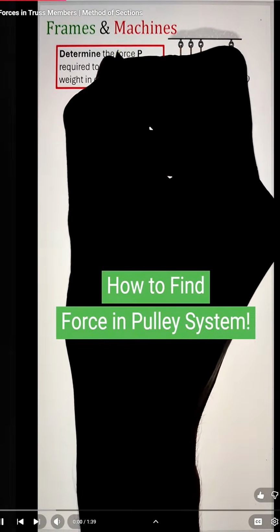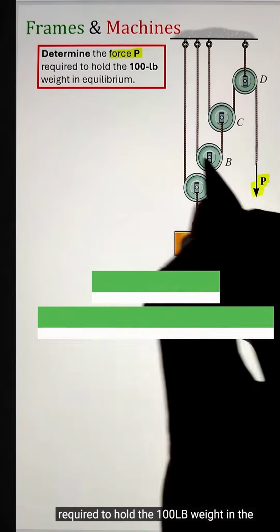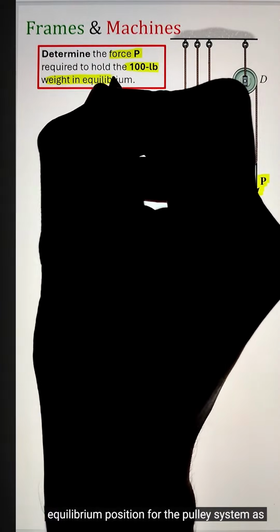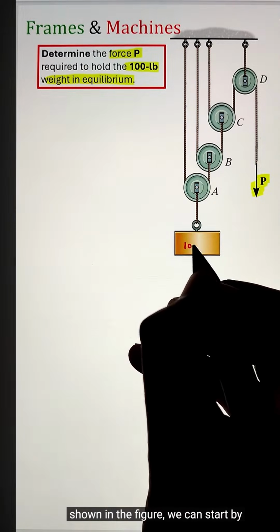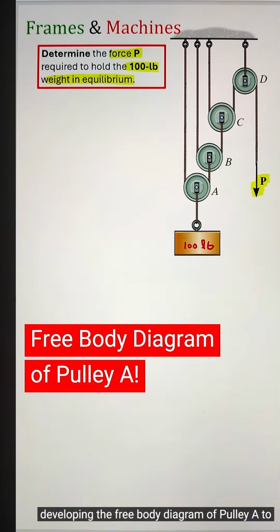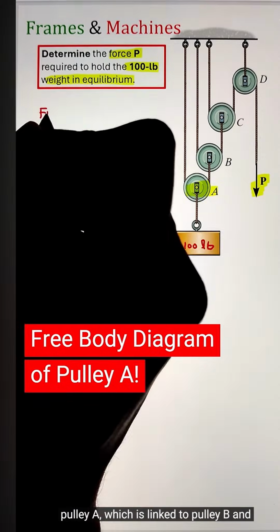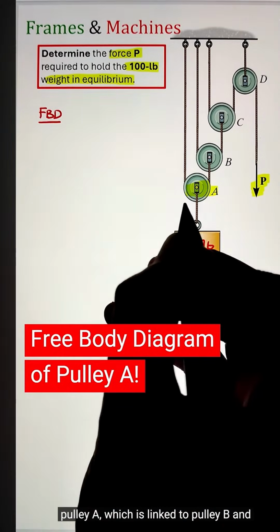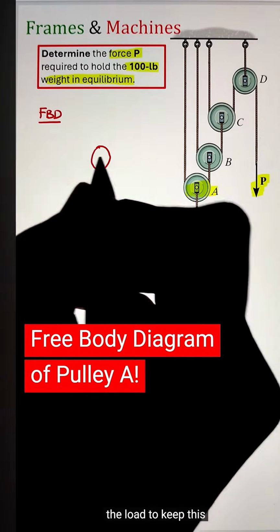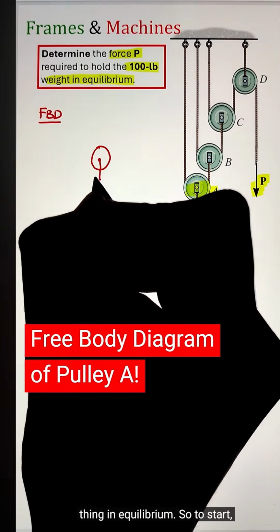In order to figure out the force P required to hold the 100-pound weight in the equilibrium position for the pulley system as shown in the figure, we can start by developing the free body diagram of pulley A to calculate the tension in the rope connecting pulley A, which is linked to pulley B and pulley C. Eventually, we can calculate the load P required to keep this thing in equilibrium.